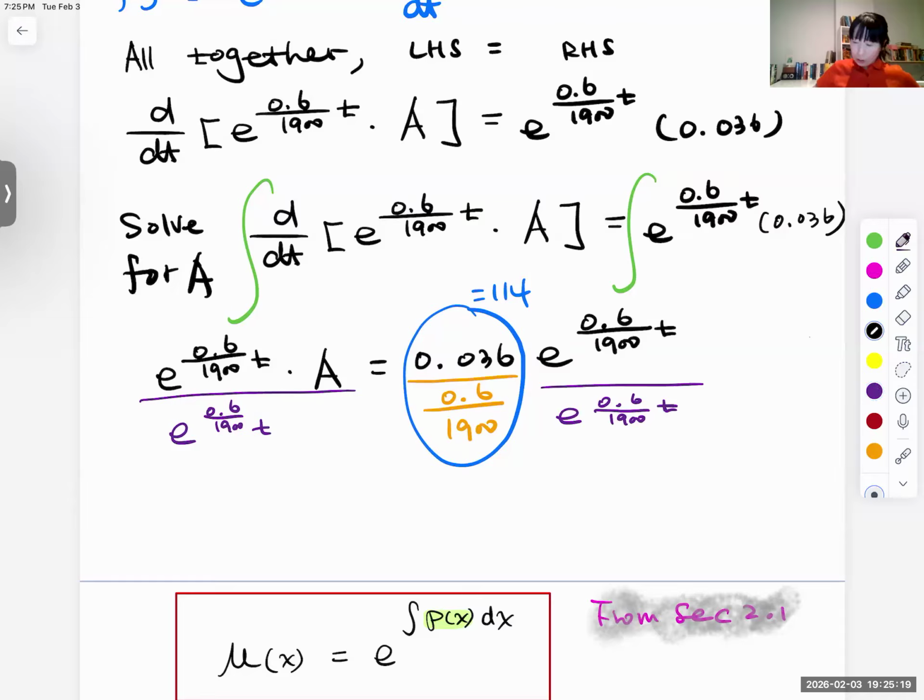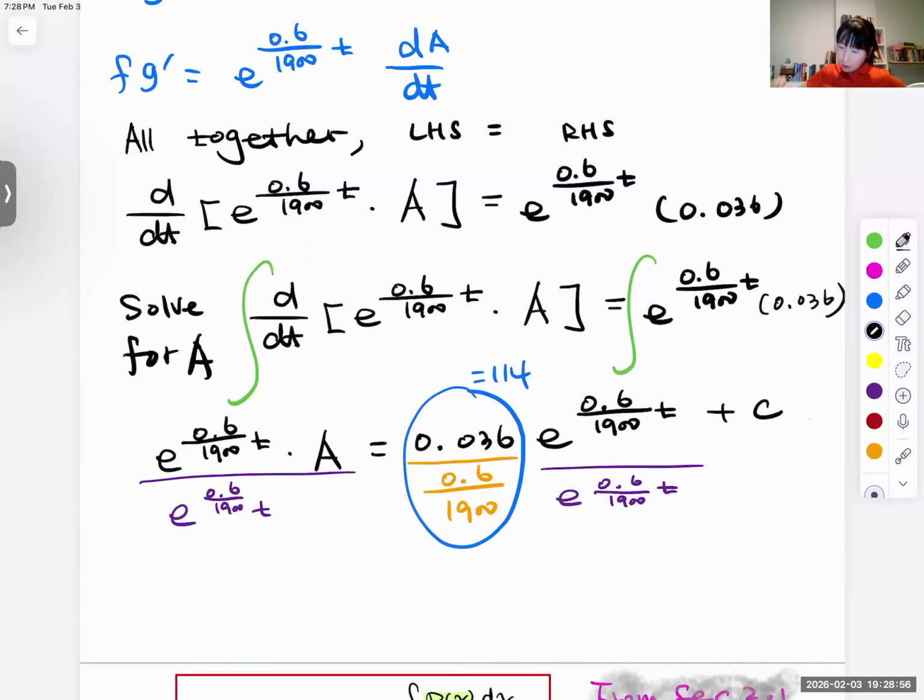And then I forgot plus C there. Okay, so I totally forgot about the C, so divide by C2, right? I'm sorry, divide by... Also divide by e to the 0.6 over 1900t, right?